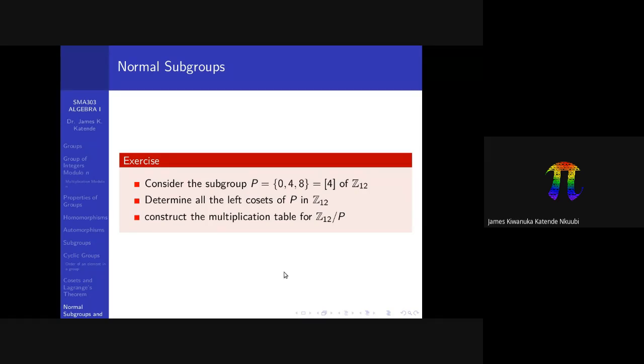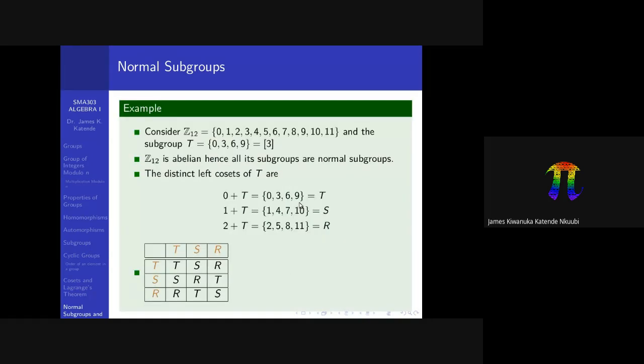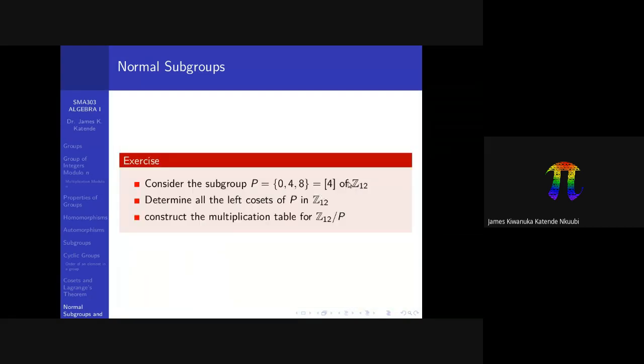We did an example last time using a different subgroup, {0, 3, 6, 9}. The advantage you have here is that Z12 is an abelian group, and any of its subgroups will be normal, and therefore you can always construct the factor group, which consists of all left cosets of this subgroup P in Z12. So this is some work for you. Just go ahead and complete it.